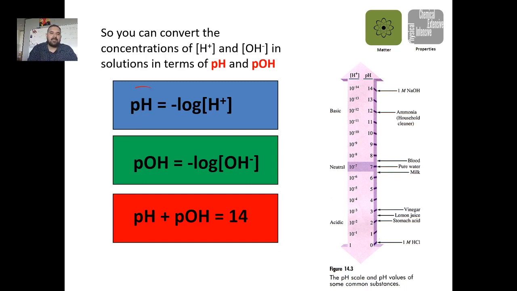To calculate the pH, pH is equal to the negative log of your H plus concentration. To calculate pOH, you're going to need the negative log of your OH concentration. And then the last one is that your pH plus your pOH needs to equal what? 14. It will always equal 14. So if you have your pH, you can calculate your pOH by using this third equation.